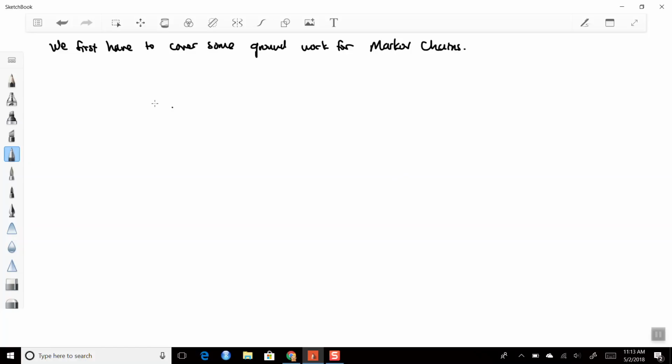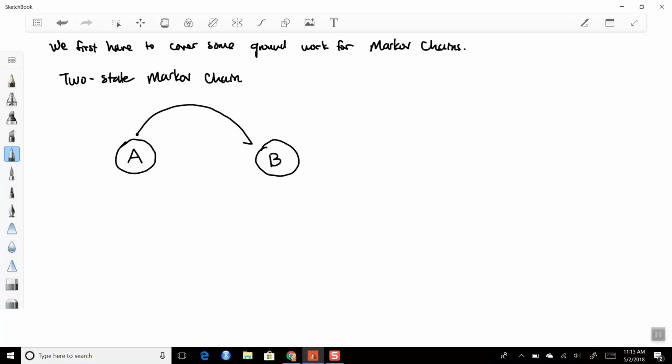Markov chains. Okay, so I'm going to draw a two-state Markov chain. We have two states, A and B, and the idea is if you are at A, you might transition to B. And if you're at B, you might transition back to A. So we'll just start off with, say, two possible states, A and B.